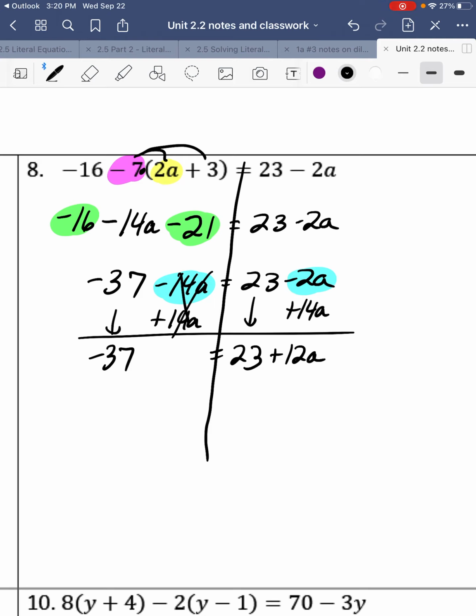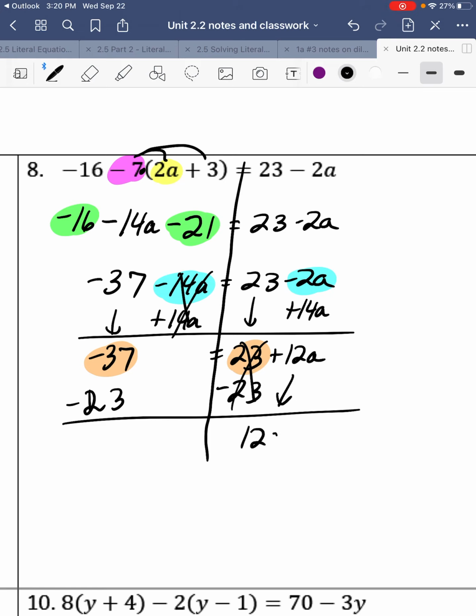We have like terms on opposite sides of the equal sign. 23 and negative 37. Now we only have one term with a variable, we need to move everything away. So it's a positive 23, so we're going to subtract 23. Oh, this is getting really separated out. So I'm going to bring that 12a down. It's going to equal negative 37 minus 23. Oh my goodness, that's negative 60. And then we divide by 12. The opposite of multiplication is division. And a is going to equal negative 5.